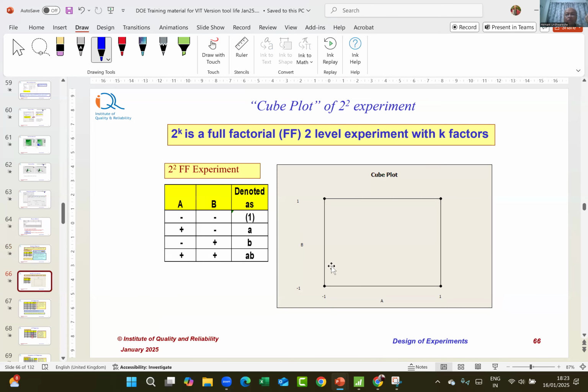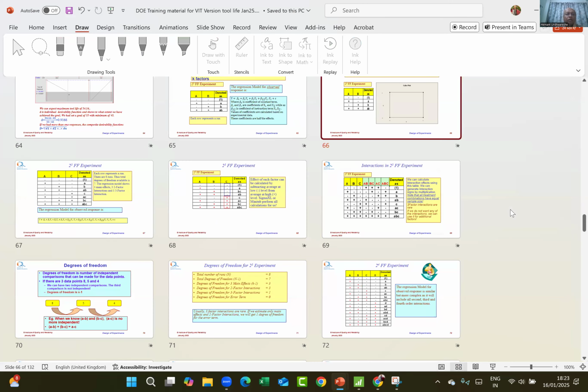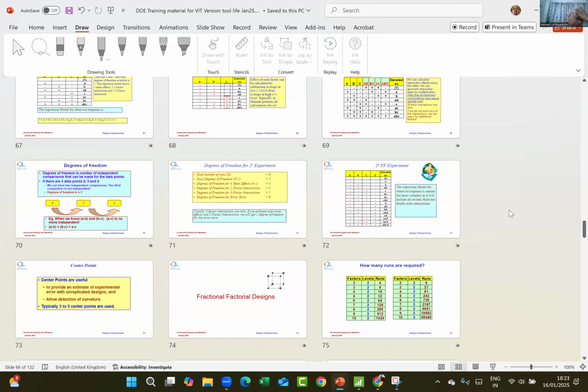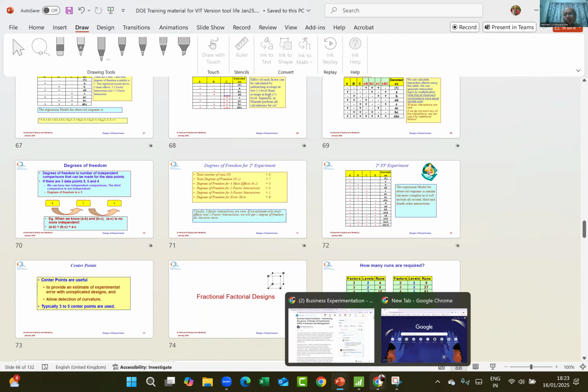Here you can see the cube plot and other things and how it is denoted. Yesterday, somebody had asked about the management applications of this. Finance, I don't think there are too many which I found.